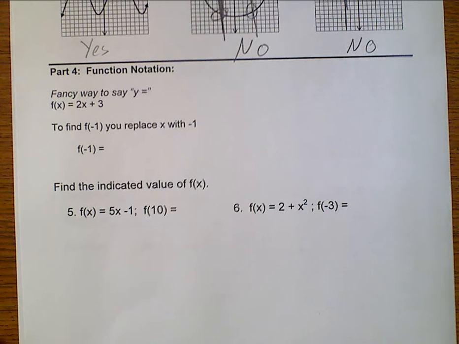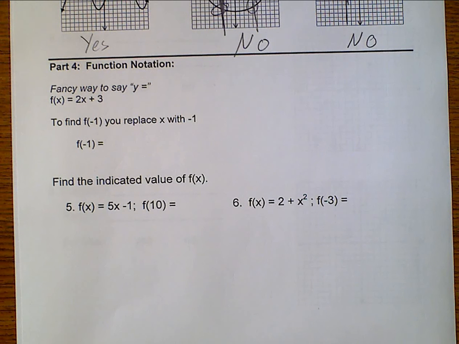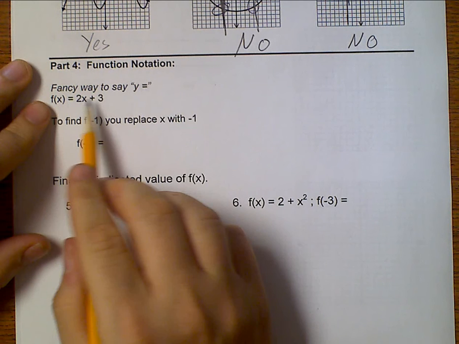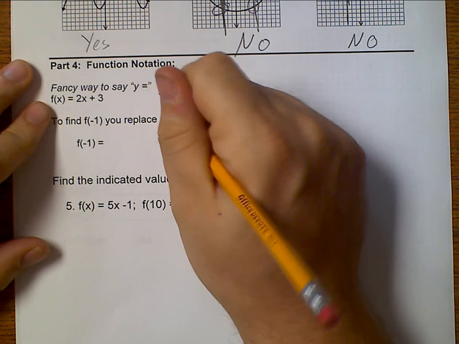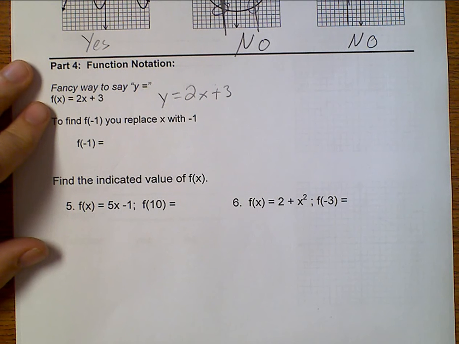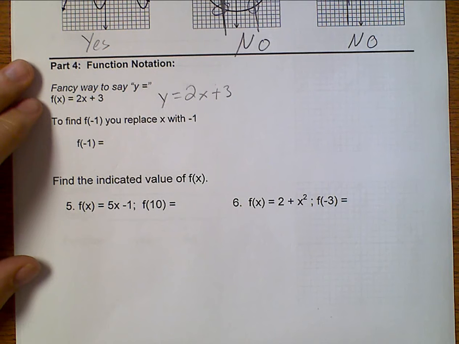And now we're talking about part 4, which is function notation. Function notation is just a fancy way to say y equals. And so f of x equals 2x plus 3 is the same thing as saying y equals 2x plus 3. It gives us the benefit that it names the function.